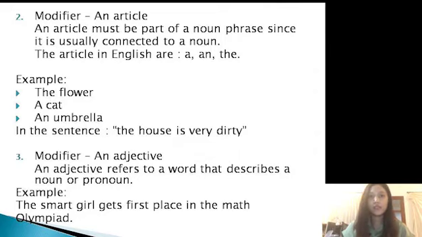Okay, the next part is modifier as adjective. An adjective refers to words that describe a noun or pronoun. For example, "The smart girls get first place in the maths Olympiad." In this case, the adjective is smart, and it describes the noun girls in the noun phrase, and they both are also the subject in the sentence.